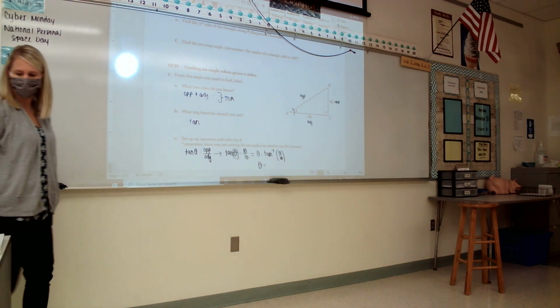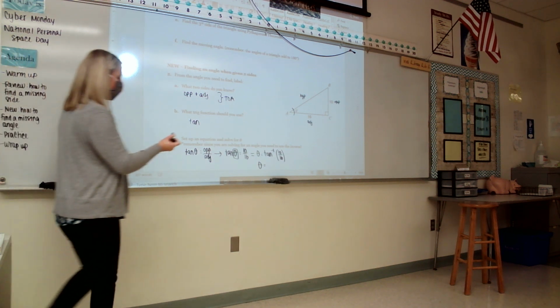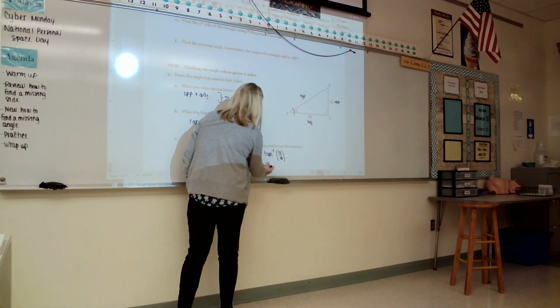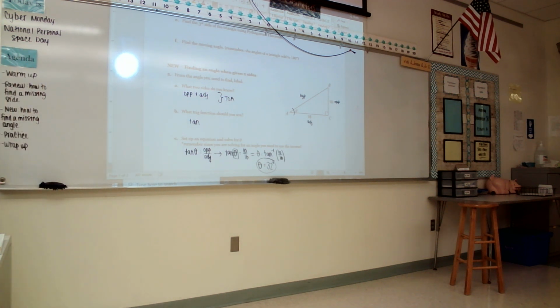So I just grab my calculator. Just make sure when you do your inverse, I always hit the second, make sure that little -1 pops up. I'm gonna do 10 over 16. And it's going to give me a nice, delightful answer. It comes out to 32.00 something, so I'm just gonna round it to 32 degrees. And for that one, we'll be done.